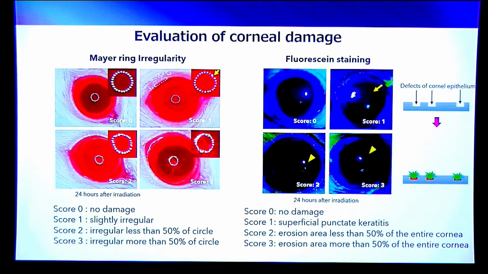Fluorescent staining is a technique that uses excitation light to visualize the fluorescent dye accumulated in areas of corneal epithelial defect. In a condition called superficial punctate keratitis, in which corneal epithelial cells are detached one by one, a dot-like luminescence is observed as seen in spot 1. When more cells detach in an area, it results in corneal erosions as seen in spot 2 or 3.